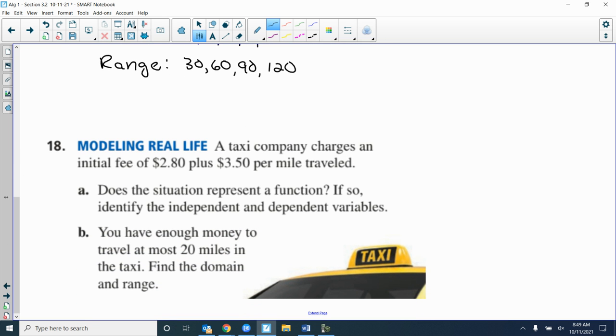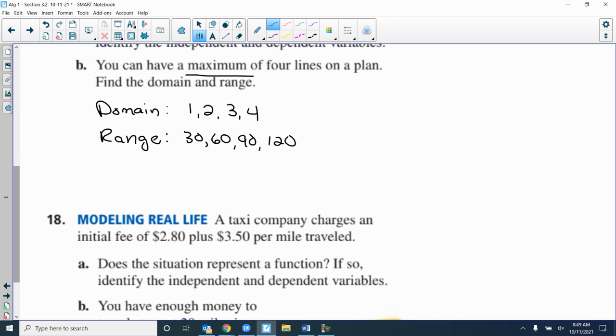Number 18, look at that answer. You got to watch that. So look at that answer for 18 because in this case here, you can drive 6.4 miles. Okay, you can take a taxi for 3.8 miles. So it's going to be different than the number of cell phone lines.